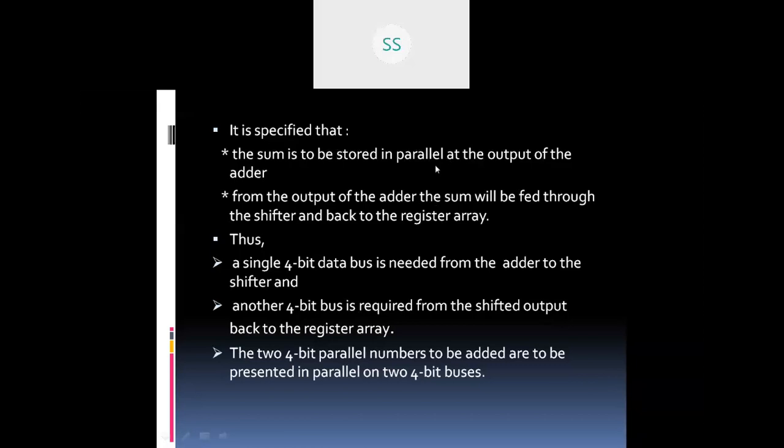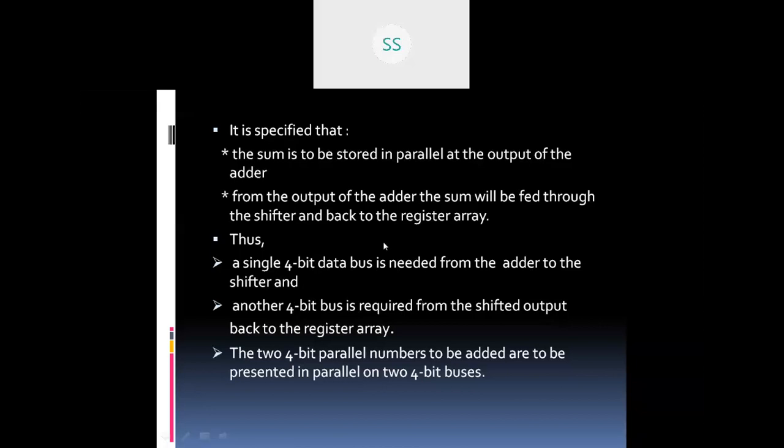According to that, our specification is that the sum should be available at the output of the adder, stored in parallel at the output of the adder, and from there the sum has to be fed through the shifter back to the register array, and the design should go accordingly. To meet all these requirements, our design criterion is a single 4-bit data bus needed from the adder to the shifter.